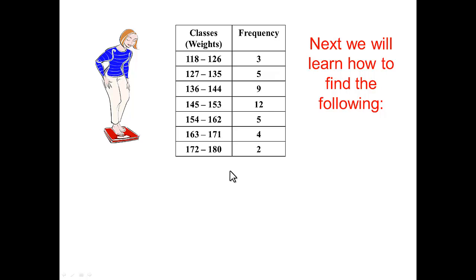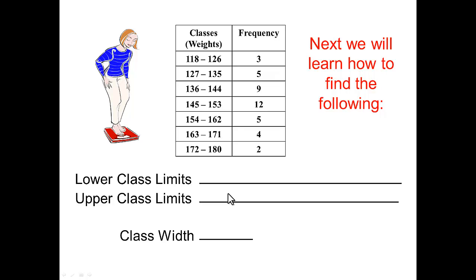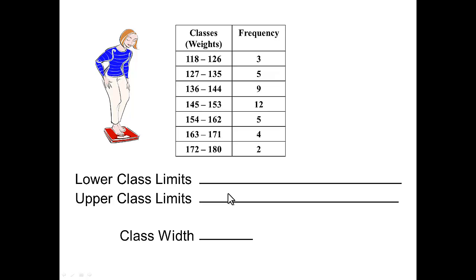And we will learn how to find the following: the lower class limits, the upper class limits, and the class width. When talking about classes, we need a way to describe them. I have already used terms like Class 1 and Class 2 and so on. This would be Class 1, this would be Class 2, Class 3, Class 4, Class 5, Class 6, and Class 7. So we could say our data has 7 classes.